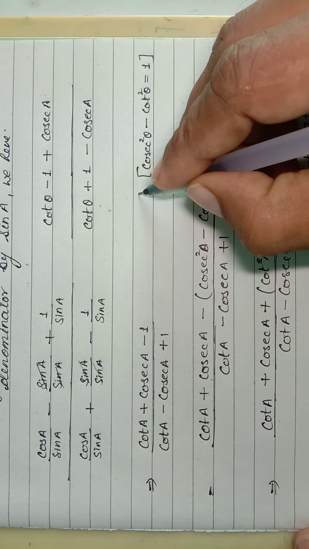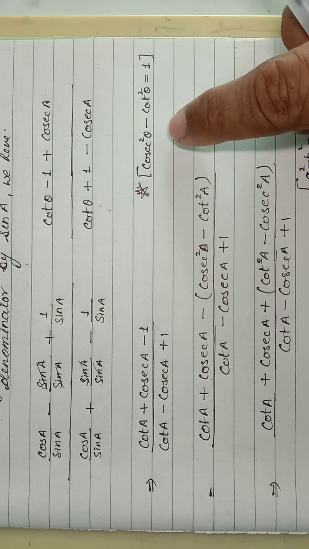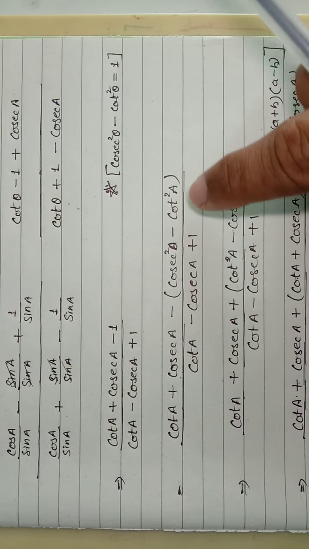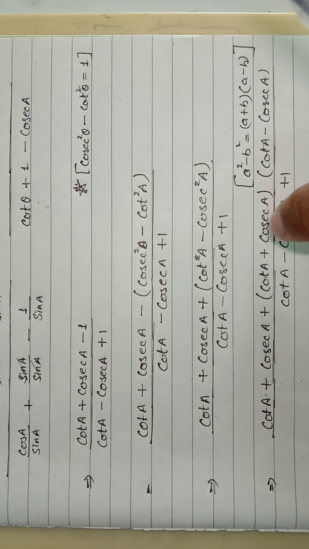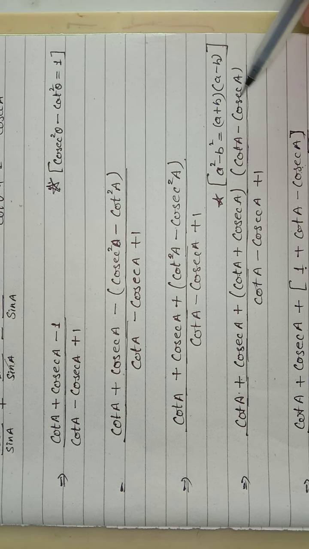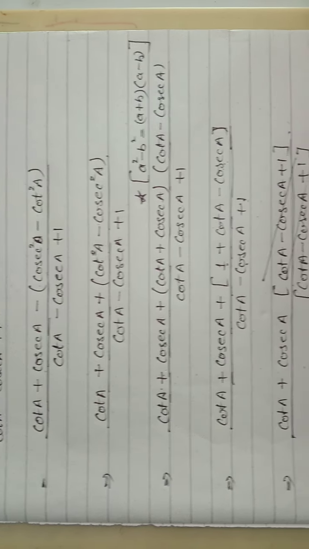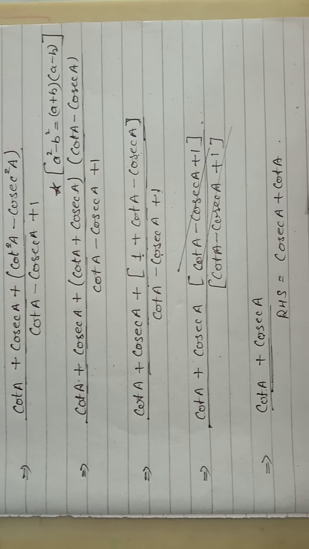So the first thing to keep in mind is to convert the 1 into this form. Then after putting values in this, open the bracket, and in place of this we have another formula, another identity, which we have used here. After using the identity we have taken the common one, and then we have cancelled all the values, and at the end we got the result.